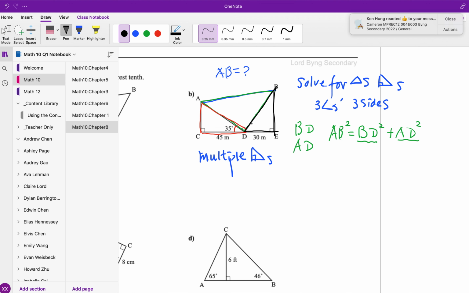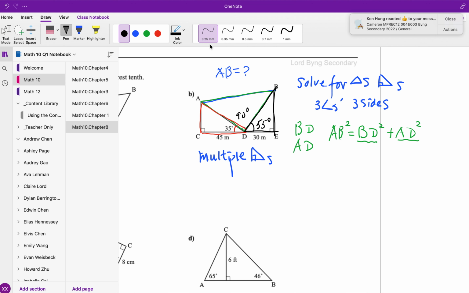Now this angle, although it is not given, I can absolutely calculate it, because if this is 35 degrees, this is 90 degrees, then this angle has to be the third angle that adds up to 180 degrees. So 180 subtract 90 is 90, and 90 subtract 35 should be 55. So this angle is 55 degrees. Now I have an angle and I have a side, so of course I know how to calculate BD.